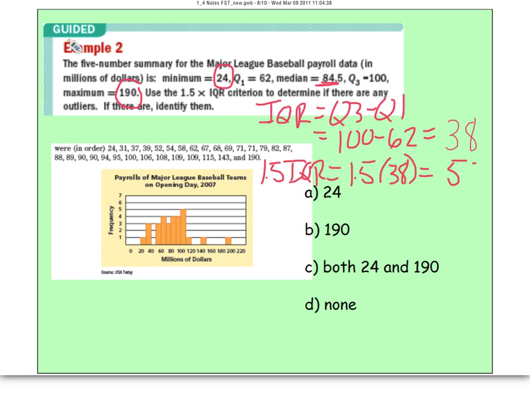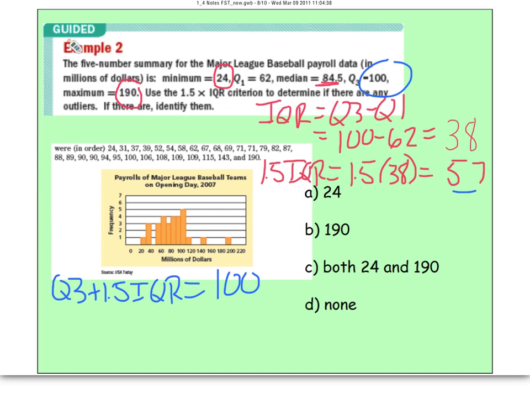Now, the top end of the test I'm going to do first. It says take Q3 and add to it 1.5 times that IQR. Q3 was 100. I'm going to add to it the 57. Any team that makes more than 157 million, you can make 157 million, that's fine, but if you make more, you're an outlier. So if you look at the data set, we've got an outlier right here at 190 million on the high end.